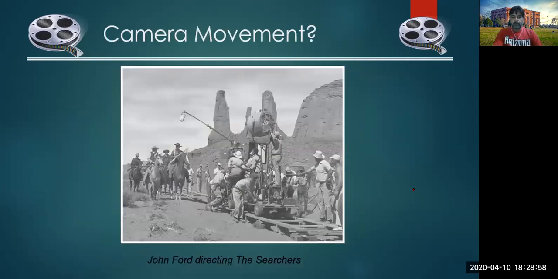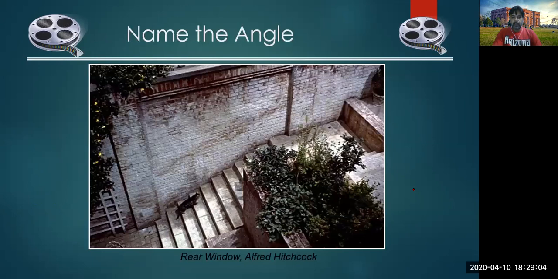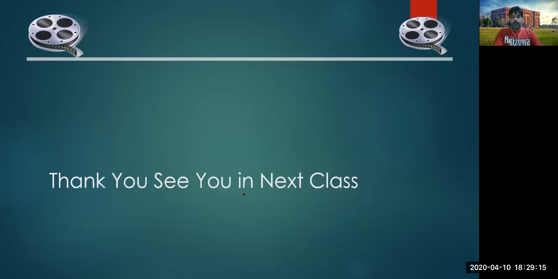What is happening in this shot? There is a camera on a truck or on a dolly. So what are they doing? Again, this is the angle. Again, a new angle. There is a small subject, this cat probably, and the camera is placed at the top. What type of shot is this? So these are some shots. I briefly talked about them.